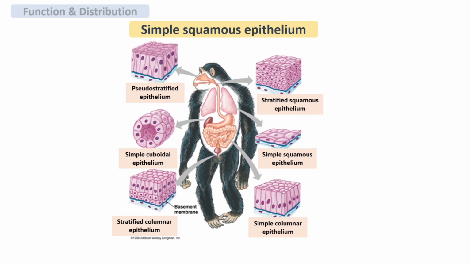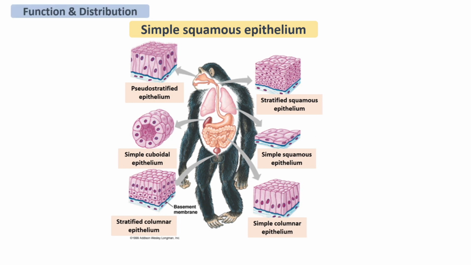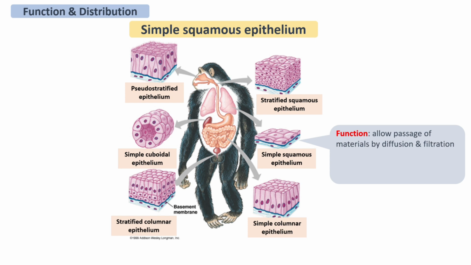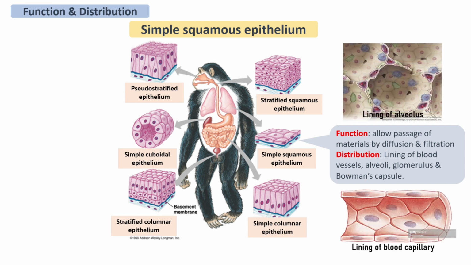Because of the single layer, and also flat and thin features, simple squamous function is to allow passage of materials by diffusion and filtration. Therefore, simple squamous epithelium is located in the lining of blood vessels, alveoli, glomerulus, and Bowman's capsule.